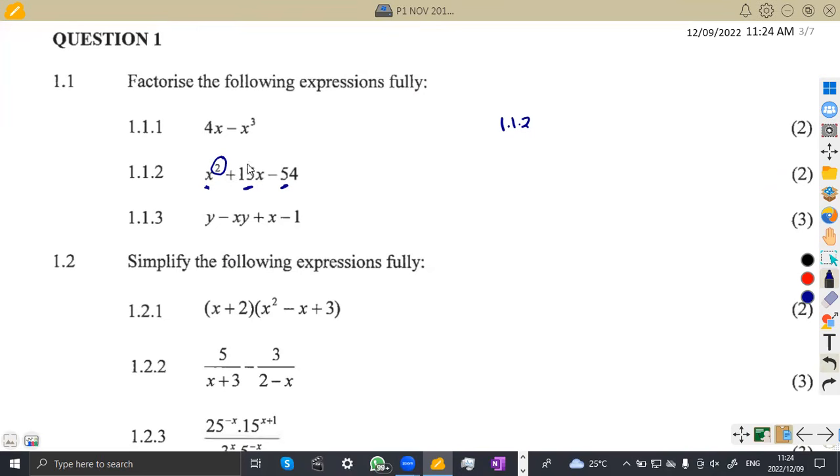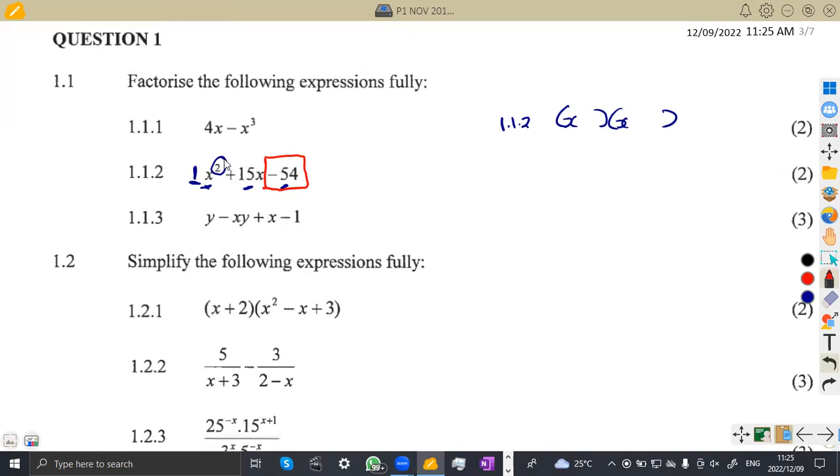So whenever you're dealing with a quadratic expression, check if the coefficient of x squared is 1, like in this case. Simply, you're going to have 2 brackets that we are going to use for x and x. So the x and x is representing the factors of x squared. Then what you're going to do is to focus on the constant term, which is the negative 54.